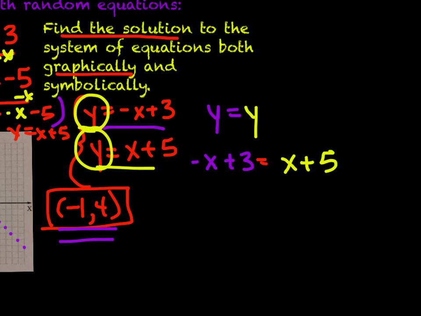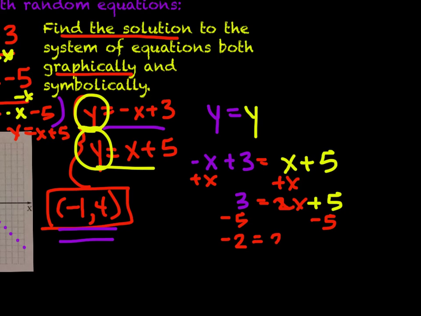From there we can just solve for x. So let's do just that. I'm going to add an x to both sides so I can get my x's on one side of the equation. So I have 3 is equal to 2x plus 5. From there, I'm going to subtract 5 from both sides. So I get negative 2 is equal to 2x. And now let's divide by 2. Negative 2 divided by 2 is negative 1 is equal to x. That's exactly what we got for our x answer.